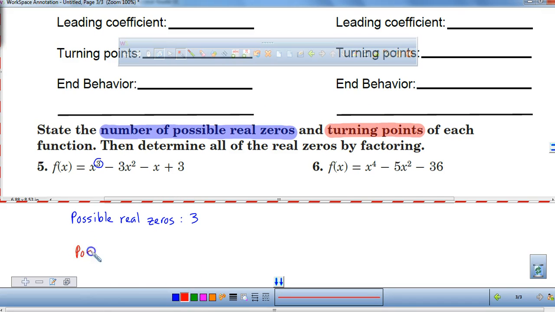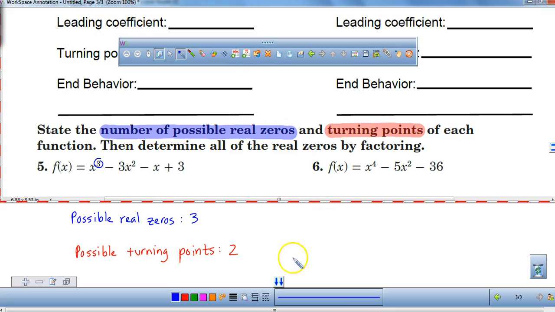So what are the possible turning points? Just remember, the possible turning points are always going to be 1 less than the amount of possible real zeros. So that's going to be 2. Now this graph is a cubic function, and not all cubic functions look like this, but basically if you have a turning point in a cubic function, this is what it's going to look like.